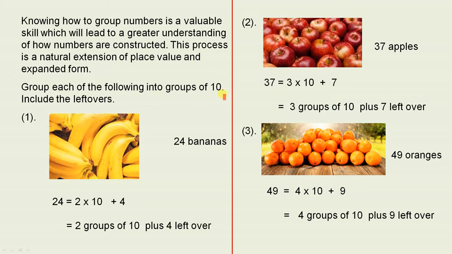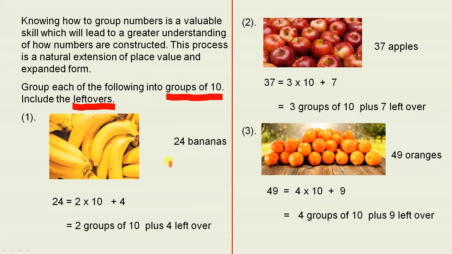Now what we have to do is group each of the following into groups of 10, and also write down the leftovers. Now the leftovers are not enough to make a group of 10. Let's look at the examples.